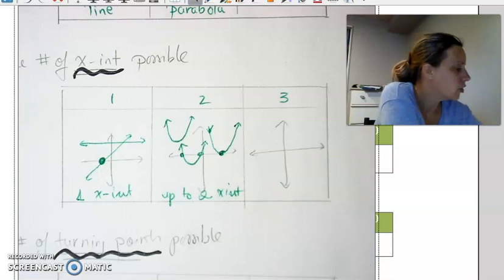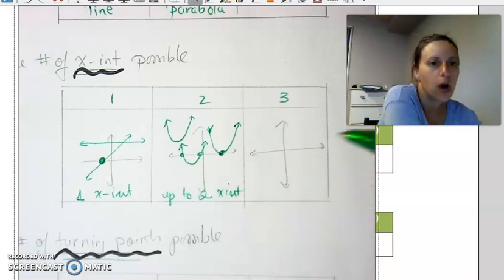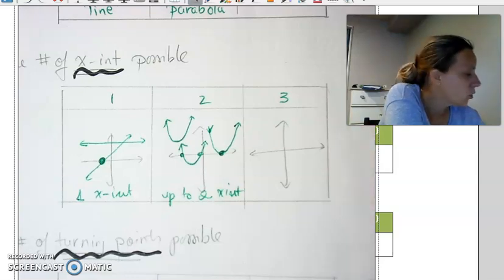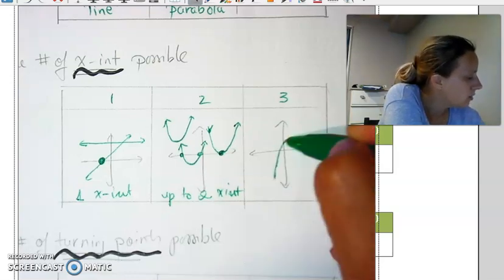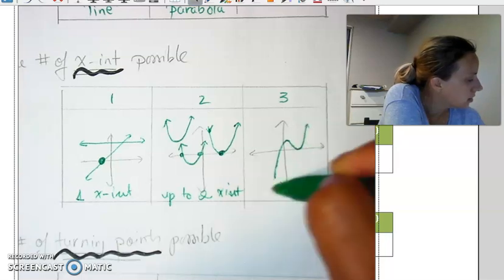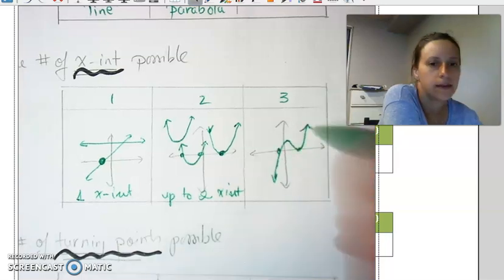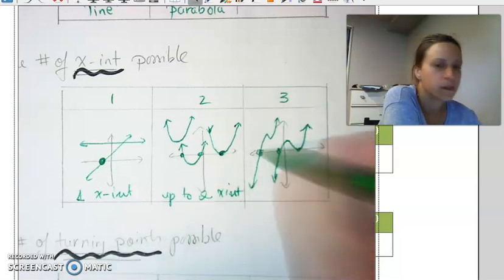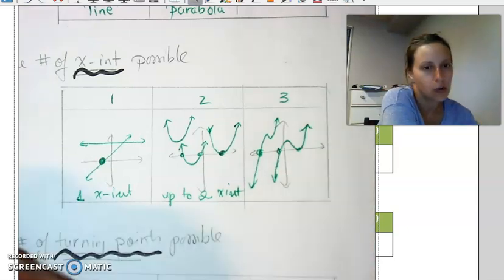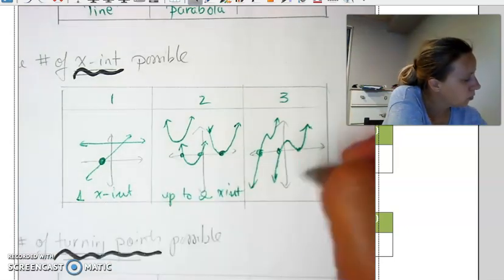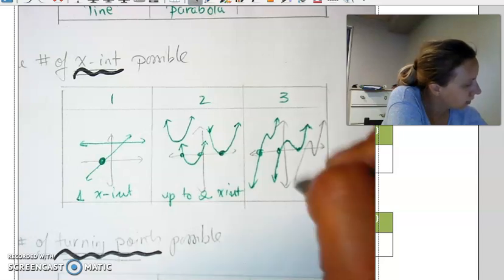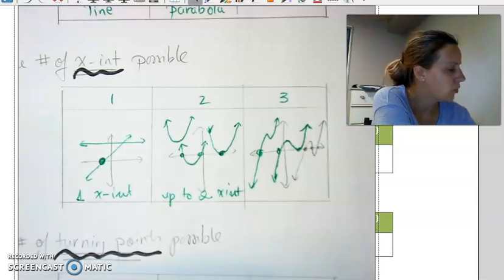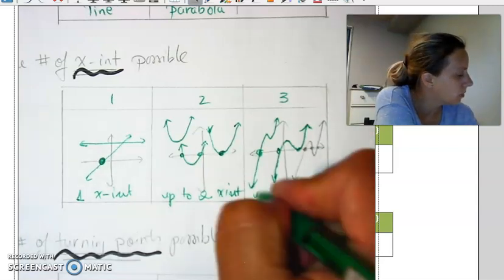And a cubic function can get either 1 or 2 or 3. So again, when you're drawing it, that is 1 and 2 right there. There's one possibility like that, only one. And then you can get another one where it crosses 3 times. So 1, 2, 3. Okay? So up to 3 x-intercepts.